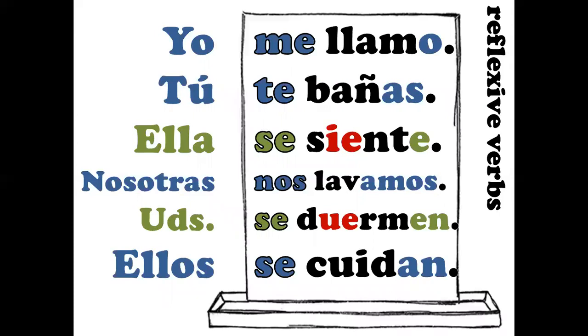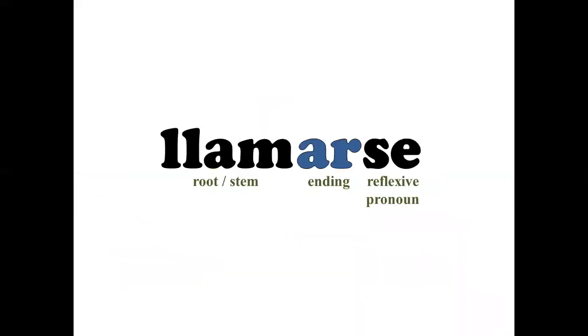For example, yo me llamo. You already used that when you were in Spanish 1. I call myself. You bathe yourself. You feel. Again, this is reflexive in Spanish, but not reflexive in English. Nosotros nos lavamos. We bathe ourselves, etc. These verbs require the reflexive pronoun. And you can see those in the dictionary by the se at the end of the infinitive. Llamarse.